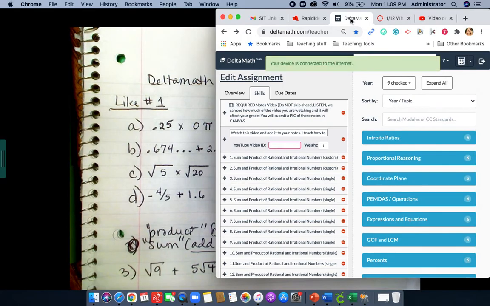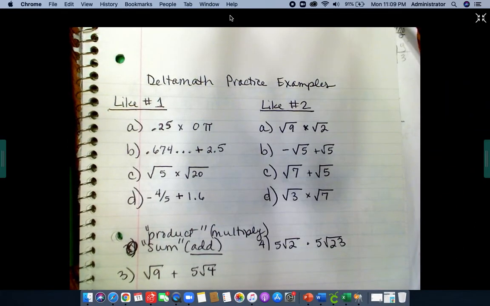Alright guys, in this video I will be working through two problems, numbers 1 and 2, and then I'm working out 3 through 6 completely and showing you how to type your answers in, and then you will be able to do 7 through 12 independently, okay? So make sure you are adding this to your notes.